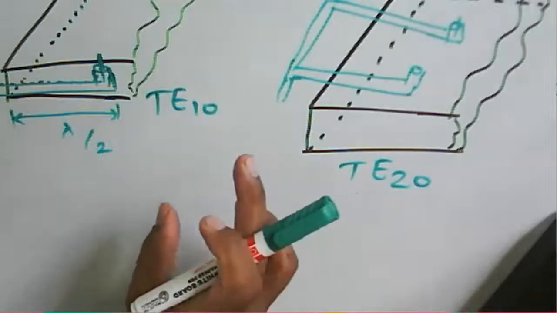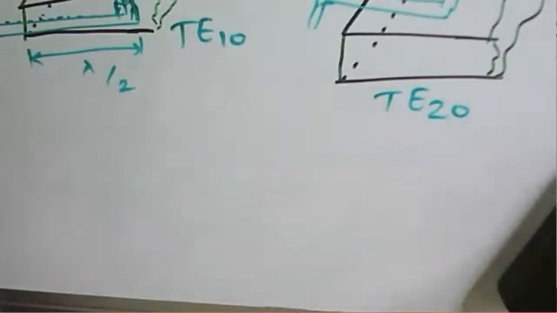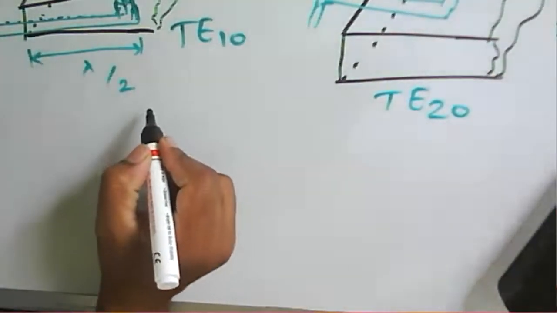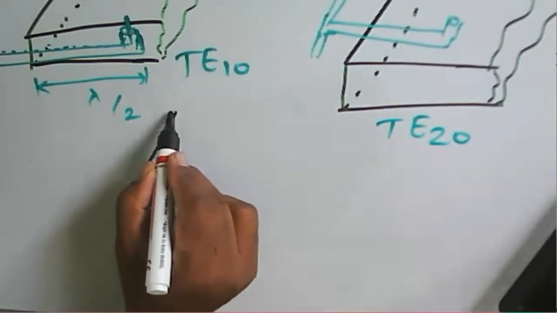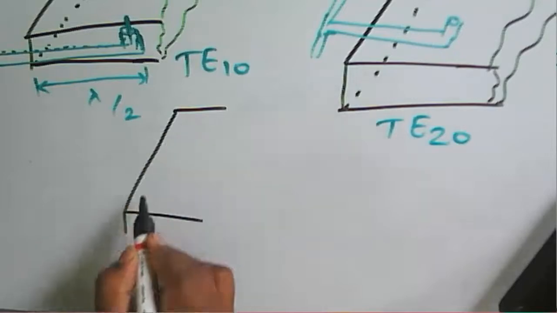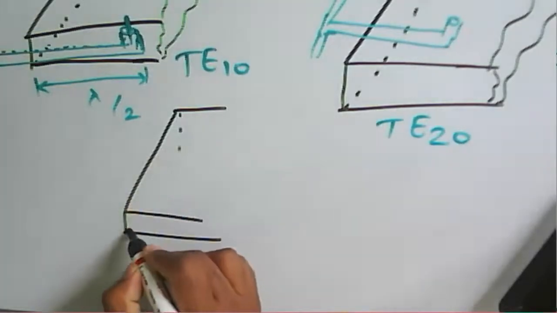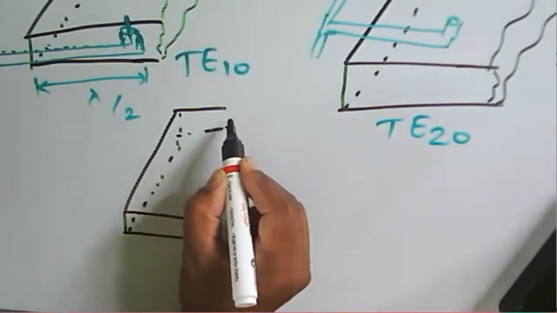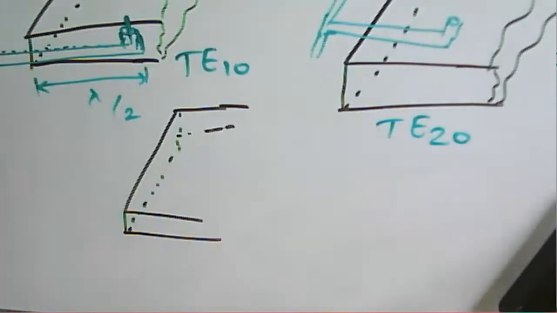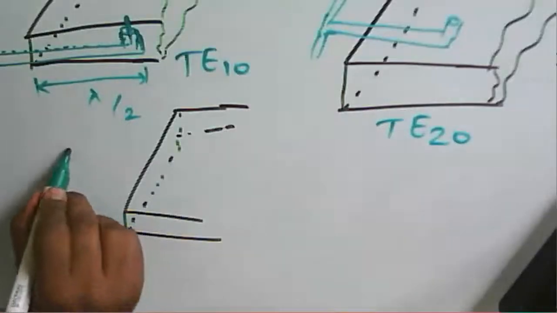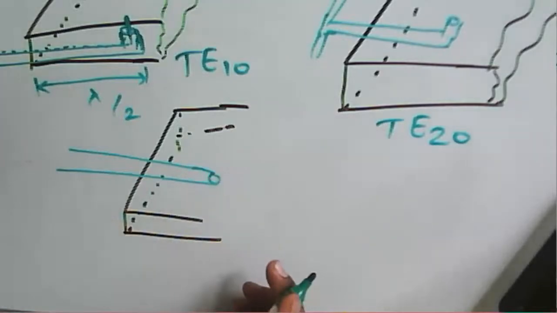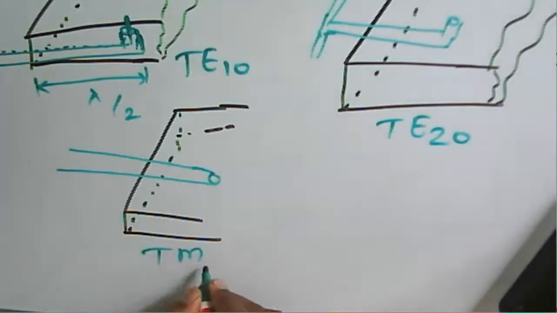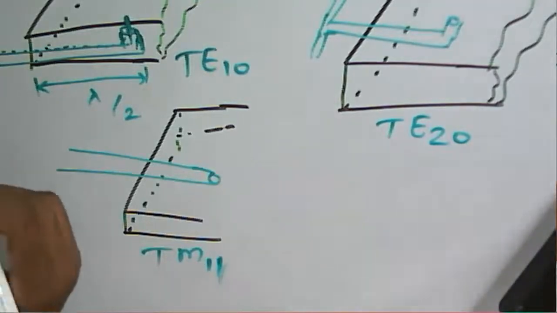Then another one: we have a rectangular waveguide and we are exciting through a simple probe directly, not from the bottom. Directly here. So that is called a TM11 mode. This one is called a TM11 mode.